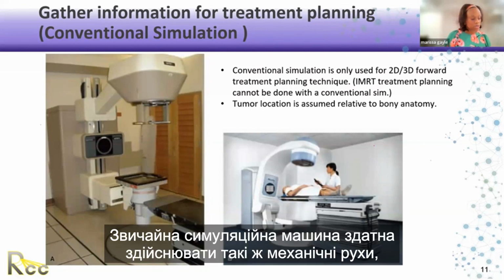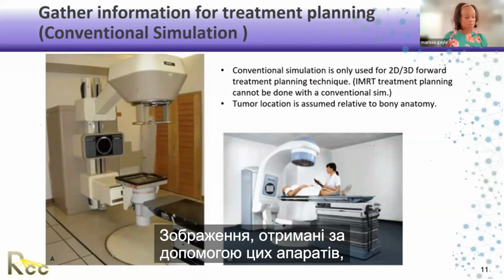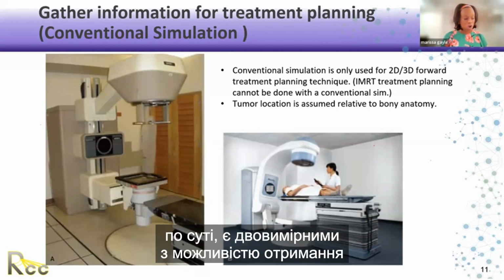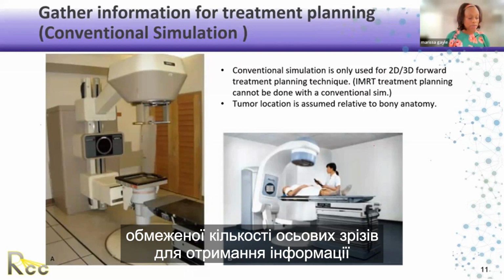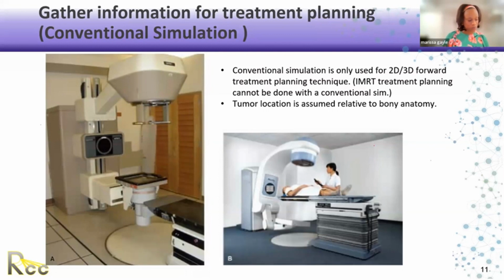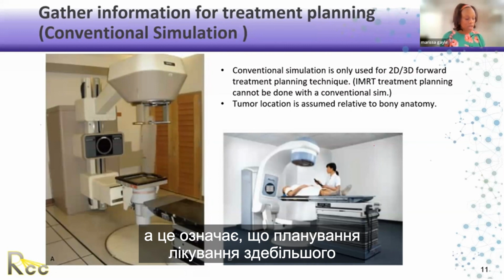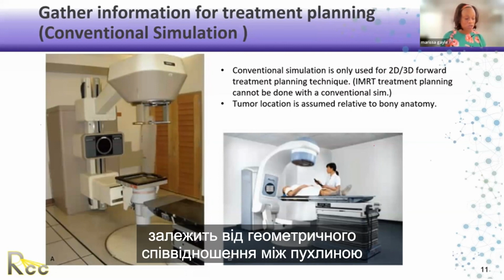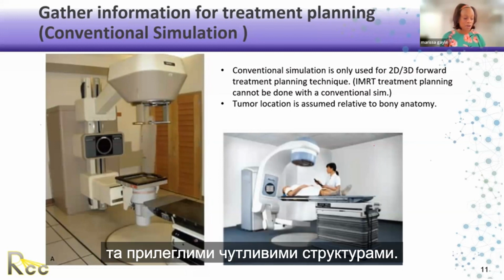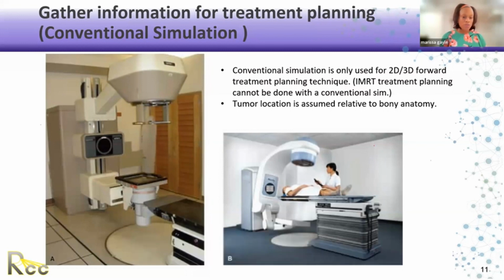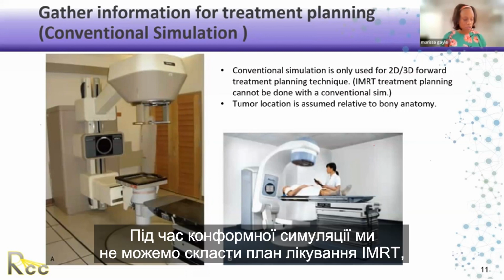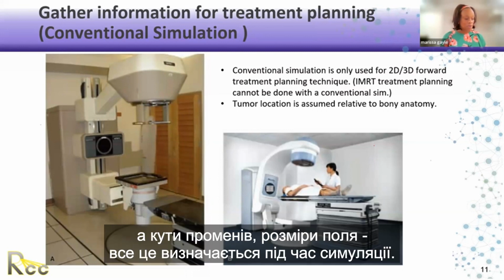A conventional simulation machine is capable of the same mechanical movements as a treatment unit. The images obtained from these machines are essentially two-dimensional, with the facility to acquire a limited number of axial slices to provide patient contours and tissue density information. Like I said before, it's forward treatment planning, which means the planning mostly depends on the geometric relationship between the tumor and the nearby sensitive structures. With a conventional sim, we're unable to do an IMRT treatment plan, and the beam angles and field size are all determined at the time of sim.